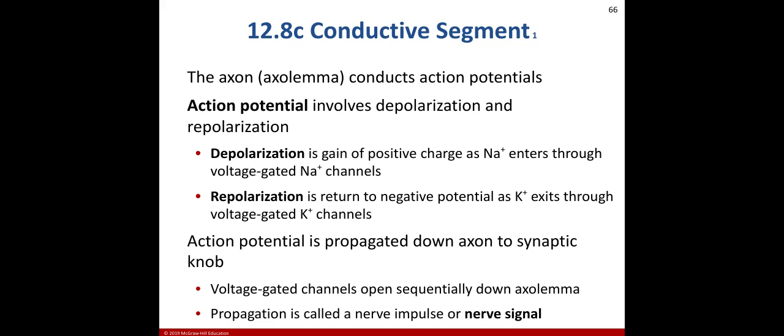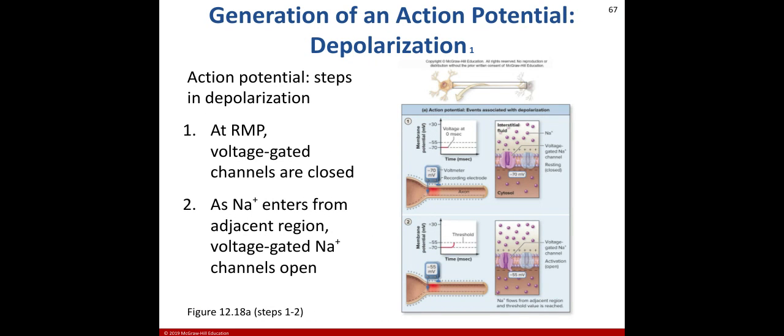The action potential is propagated down the axon to the synaptic knob. So voltage-gated ion channels open sequentially down that axolemma. That's like what we very first talked about with the channels, that you can have all three states happening one right after the other in succession. That propagation is called a nerve impulse or a nerve signal. And basically what's happening is you've reached the potential and the action potential happens.